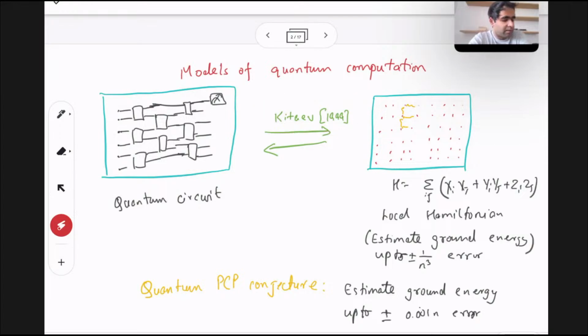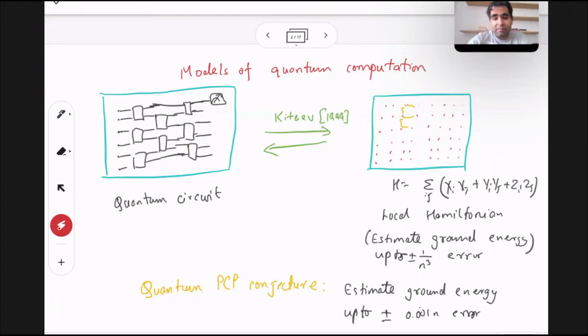In fact, after this paper was written, it was written in a book by Kitaev. Since then, the field of quantum complexity theory and many-body physics have really gone along together for a very, very long time. And some very interesting results have come out of it.